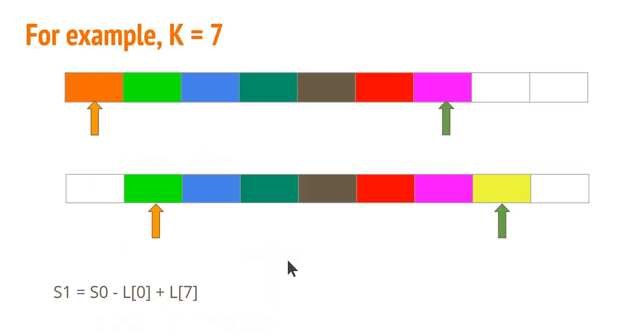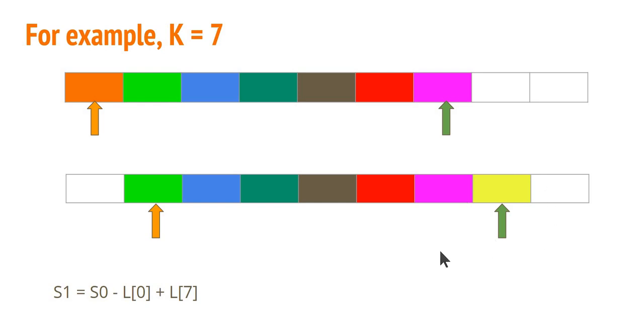Now extend this idea further. If my k was larger, no problem. My first time I found the entire sum, no worries. But subsequently, there is a significant overlap. I don't have to do these summations because they have already been done. All I need to do is to remove L0, which is the zeroth item, and add in the seventh item.